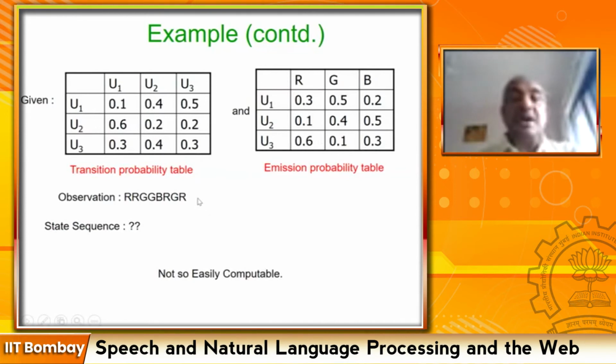Okay, then you also have an initial probability, which is a row vector or column vector, which gives the probability of choosing U1, U2 or U3 as the starting urn. And remember, this is the question we are trying to solve. Given the ball sequence, predict the best possible urn sequence.